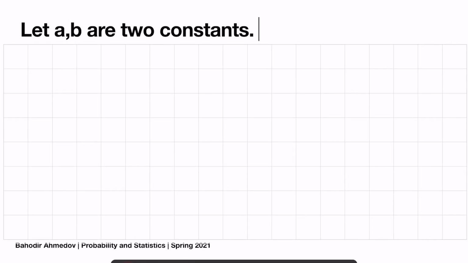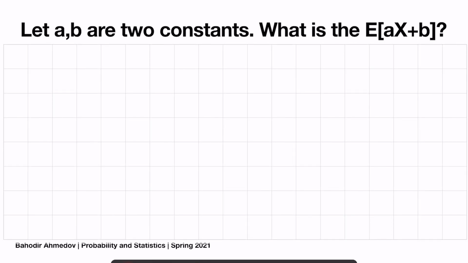So just having this formula, we are going to calculate the expected value of a times x plus b, where a and b are two constants. Okay, so our new function is going to be ax plus b, a linear function of the random variable. Let's calculate this. It is very important because it reveals how the expected values behave when you multiply some constant by your random variable or when you add some constant to your random variable. Okay, so let's do this.